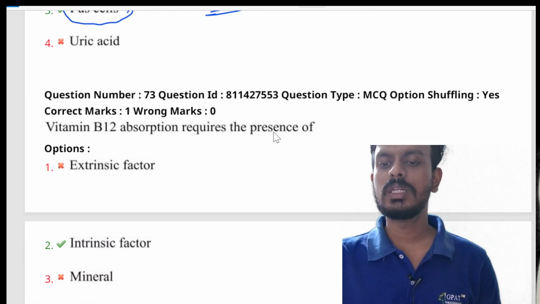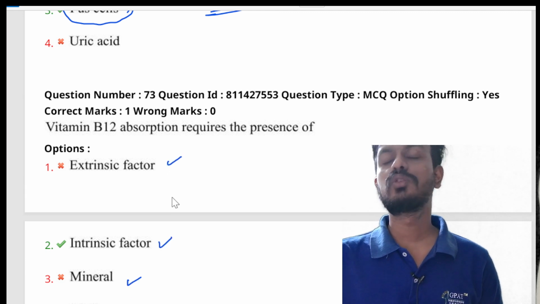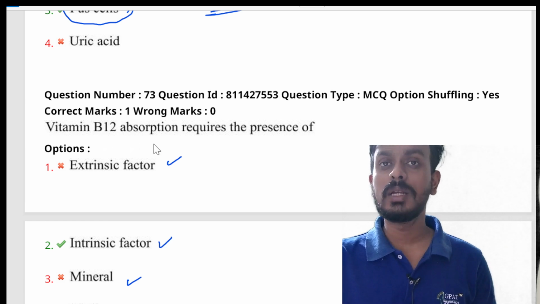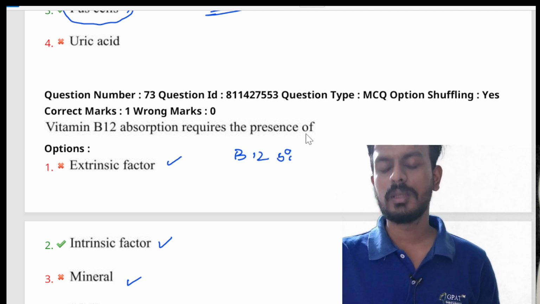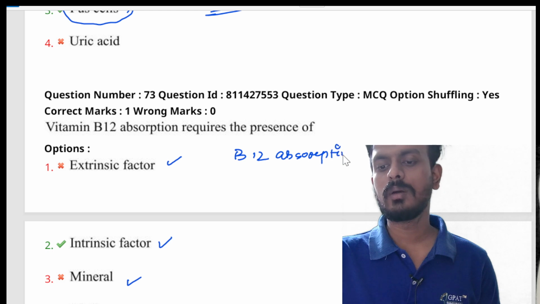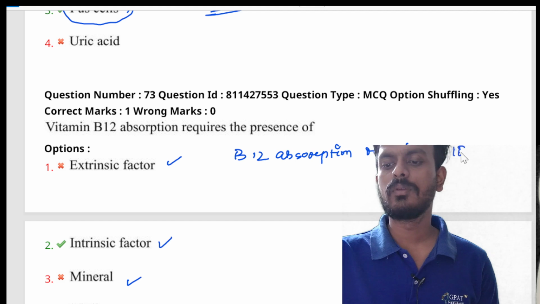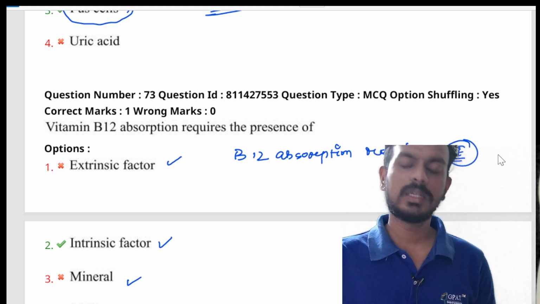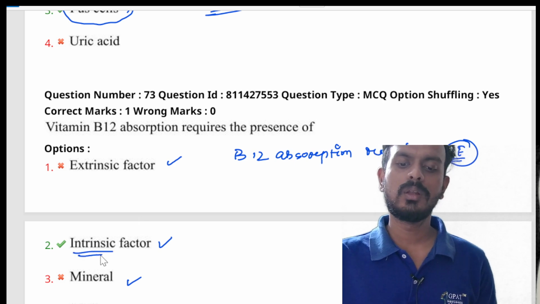So come to question number 73. Vitamin B12 absorption requires the presence of what? Extrinsic factor, intrinsic factor, minerals or lipid. So when I was teaching you about vitamins, I told you that vitamin B12 absorption requires IF, that is intrinsic factor. Okay, IF is basically required for the absorption of vitamin B12. So that's why option number 2 will be the correct answer.